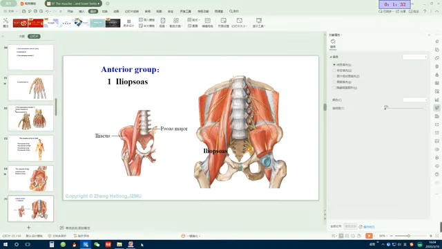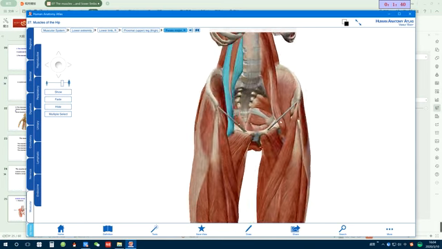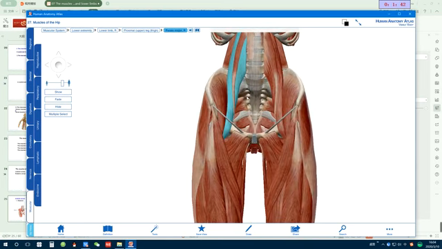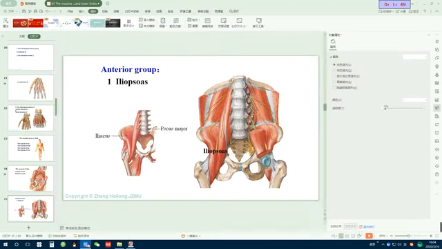Now let's see the software again. Iliacus. This one, psoas major. The psoas major is from your lumbar vertebrae, and iliacus is from the ilium bone.